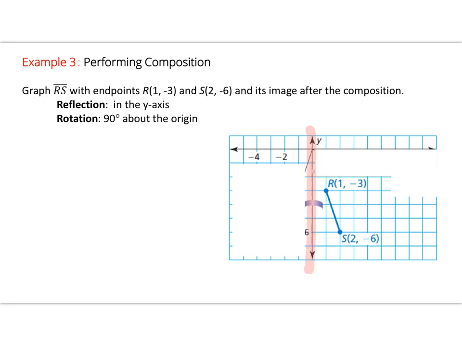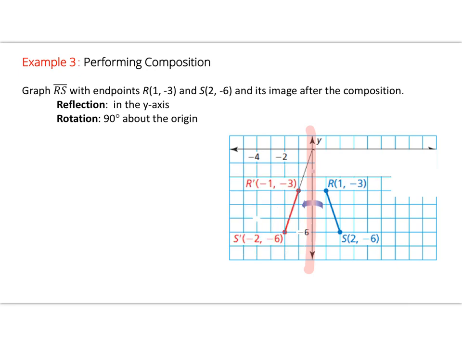So I should be equal distance on each side of this reflection line. So I can see that point R is 1 unit away from the reflection line. So my R prime should be 1 unit on the opposite side of the reflection line. S is 2 units away, so I should be 2 units on the opposite side. So let's check. This should be our resulting figure for R prime to S prime.